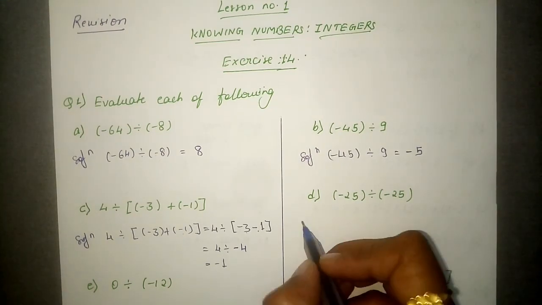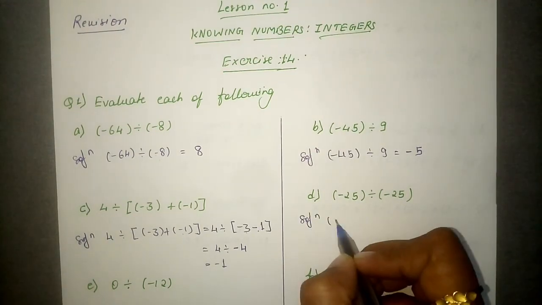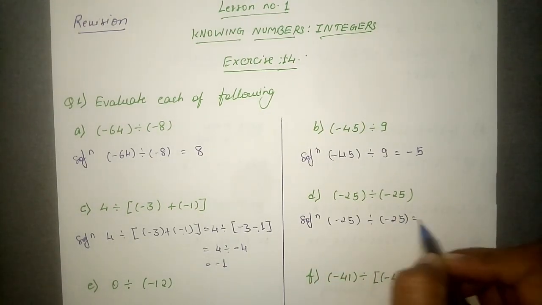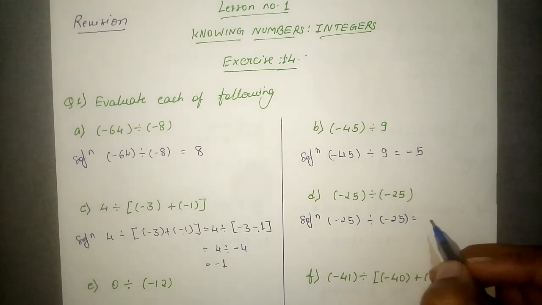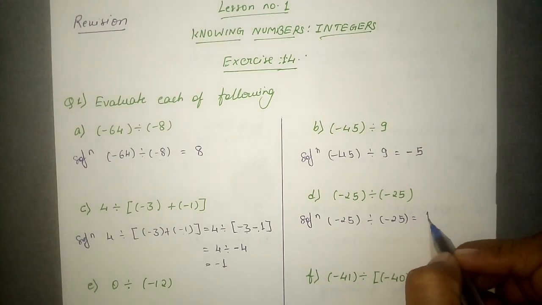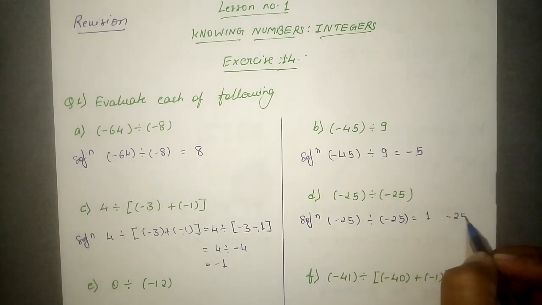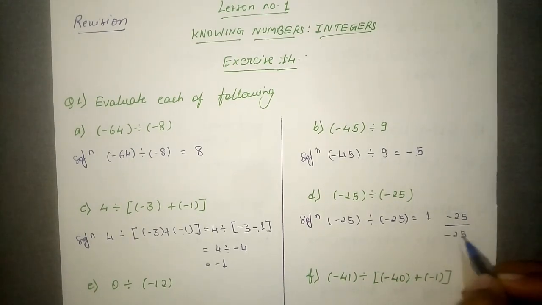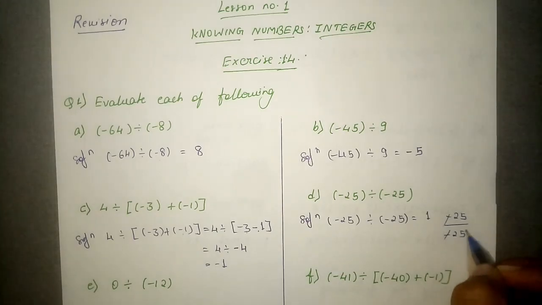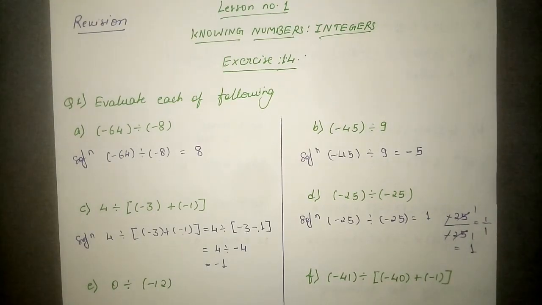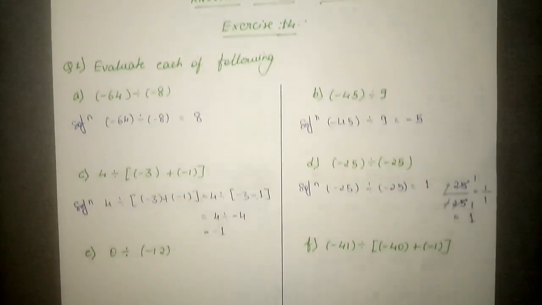Then the next D, it is given minus 25 divided by minus 25. So minus minus will be plus and 25 divided by 25 equals to 1. We can write in this way also, that is minus 25 divided by minus 25. So here minus minus will get cancelled, 25 into 1 and 25 into 1. It will get 1 divided by 1 and 1 divided by 1 equals to 1. It means you can perform the cancellation also.